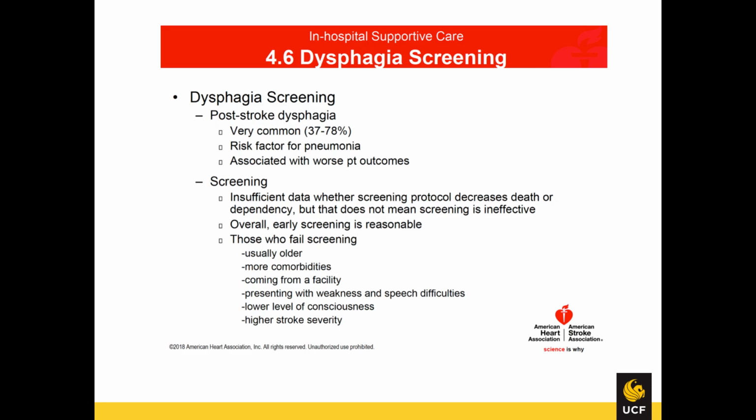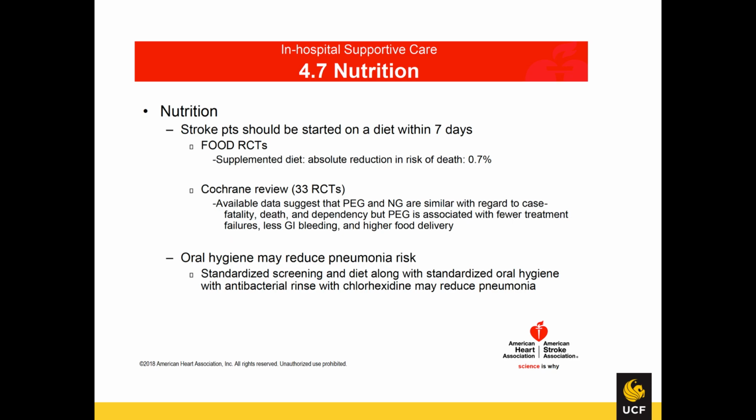With screening, we have insufficient data on whether a screening protocol decreases death or dependency, but that doesn't mean we shouldn't be screening. So early screening is reasonable, and those who fail screening are usually going to be your older individuals with more comorbidities, those in SNFs, those that present with weakness and speech difficulties, have a lower level of consciousness, and have a higher stroke severity.